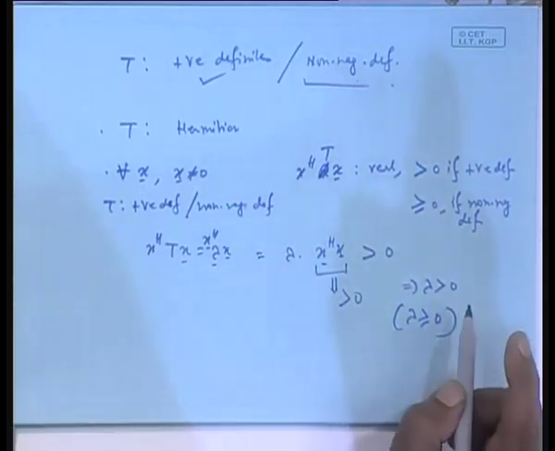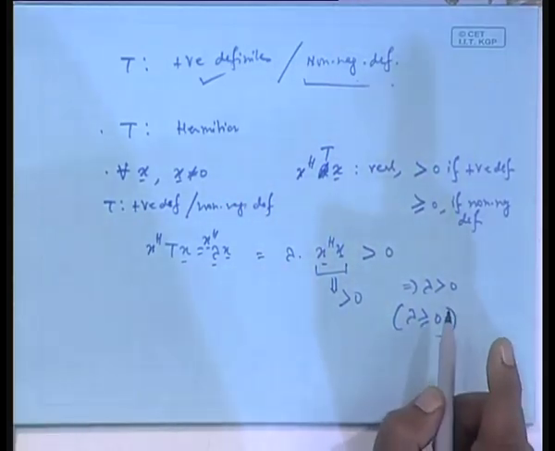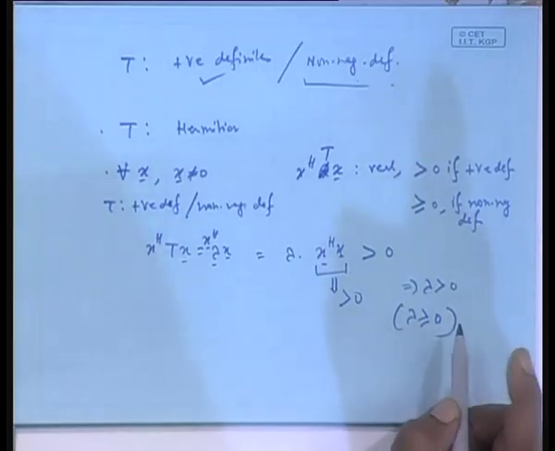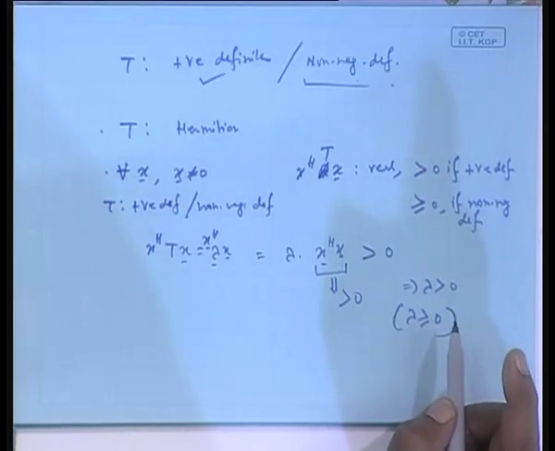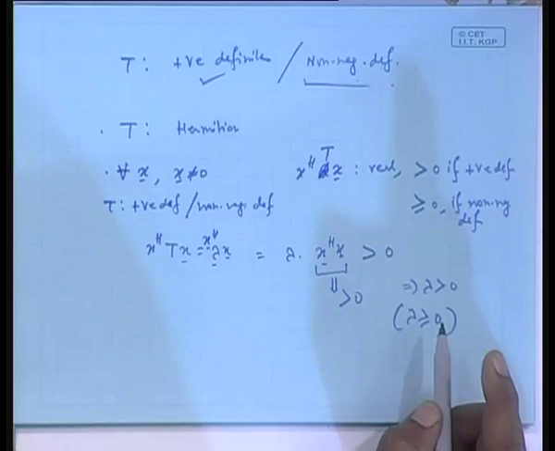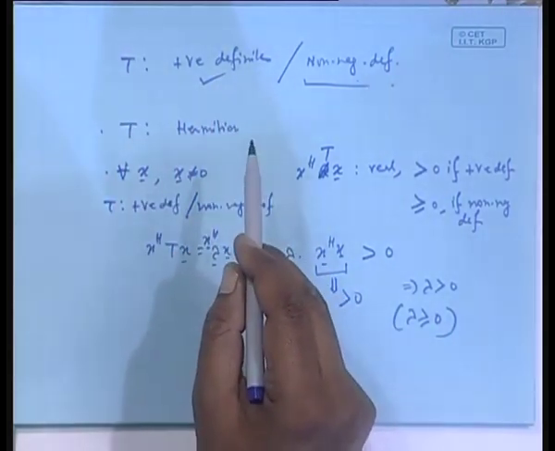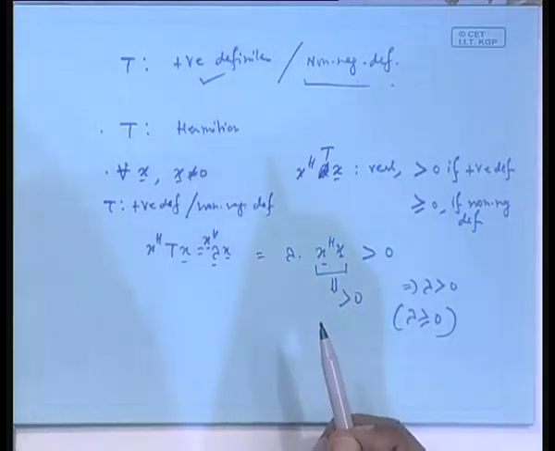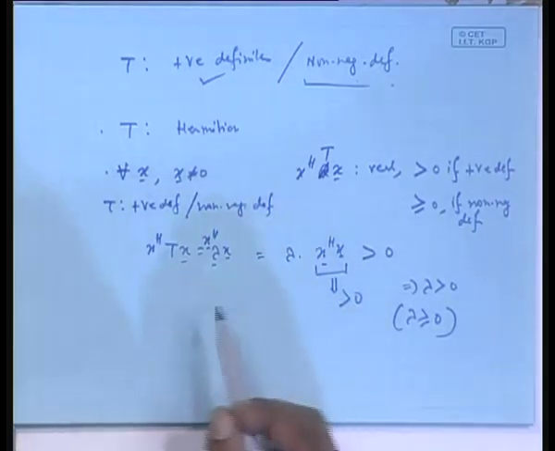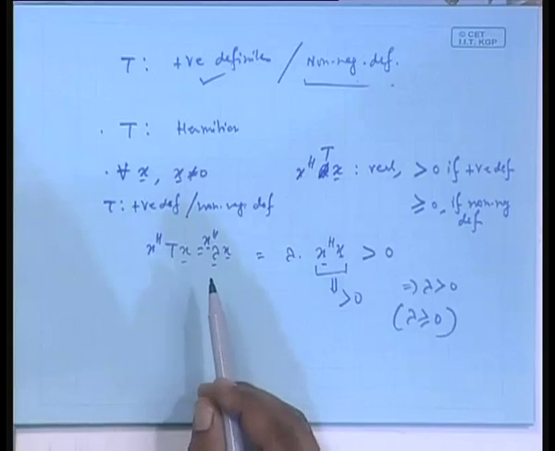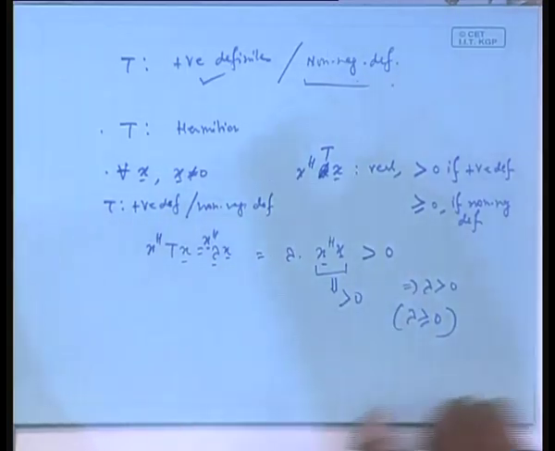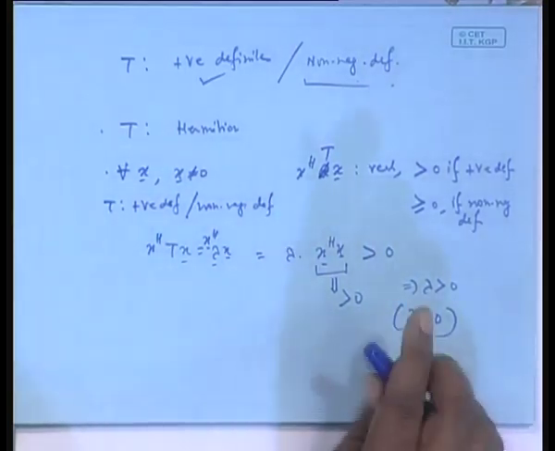So if it is positive definite, eigenvalues are not only real, they are all positive. If it is positive semi-definite or non-negative definite, eigenvalues are not only real, they are non-negative. But non-negative means 0 can be included, which means matrix T may not be invertible, because the determinant, which is a product of the eigenvalues, can still be 0 if some eigenvalue is 0. So that is why we will often make the assumption that T is positive definite.